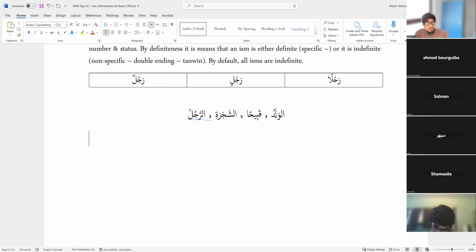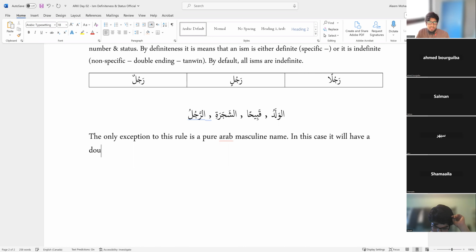Okay, so indefinite, double ending. Definite, not going to have a double ending. It'll probably have an alif lam or something else, right? Well, there's an exception to this. The only exception to this rule is a pure Arab masculine name. In this case, it will have a double ending, even though it is definite.